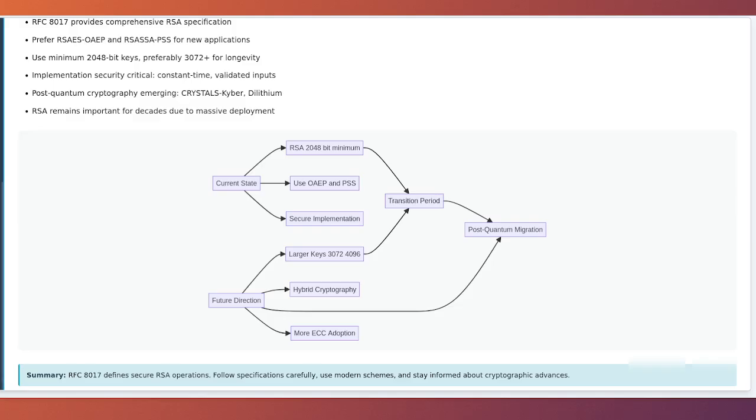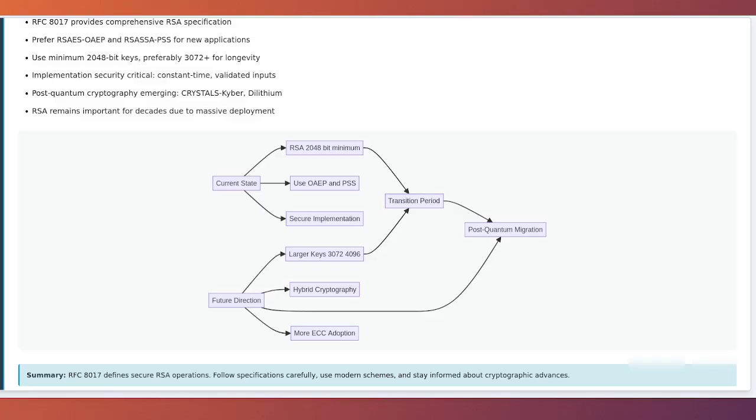Looking forward, the cryptographic landscape is evolving. Post-quantum cryptography is becoming increasingly important as quantum computers advance. NIST has selected several post-quantum algorithms including Crystals-Kyber for encryption and Crystals-Dilithium for signatures. These will eventually supplement or replace RSA in applications requiring long-term security against quantum threats.